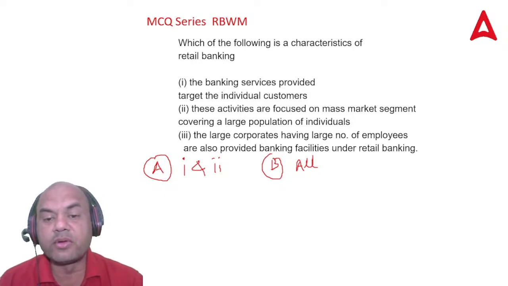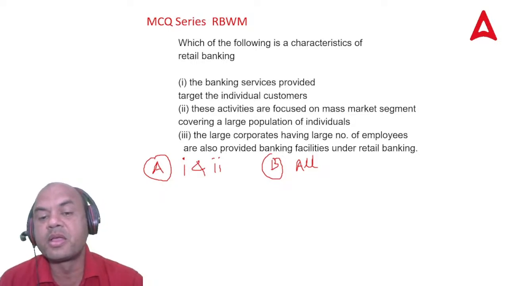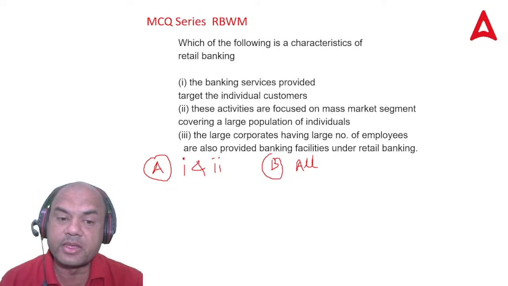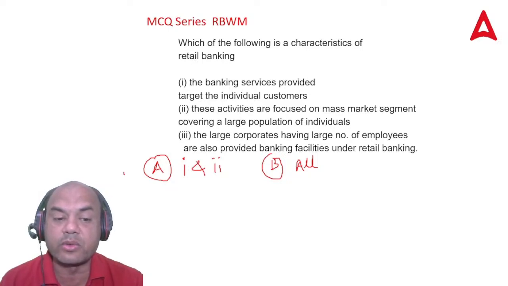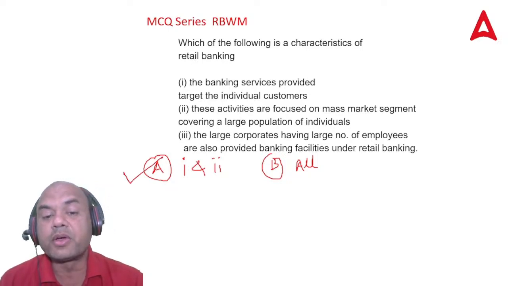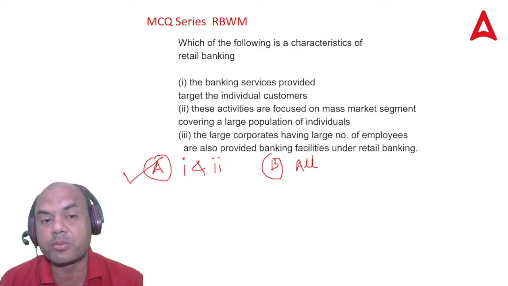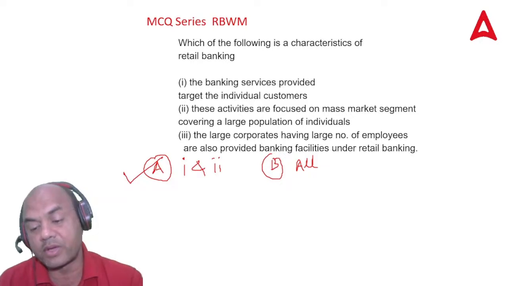Although the phrase in 3 is large number of employees, it will distract you, because large number of employees means we'll feel it is large individuals. So again we are focusing on individuals, but no. The answer over here is only 1 and 2, A. Why? Because here we are talking of large corporates. We can't give services to large corporates under retail banking.